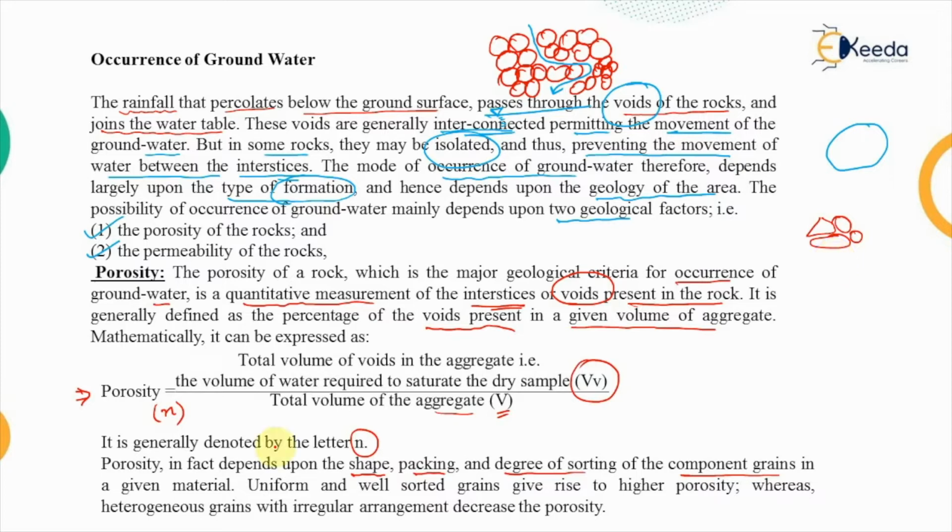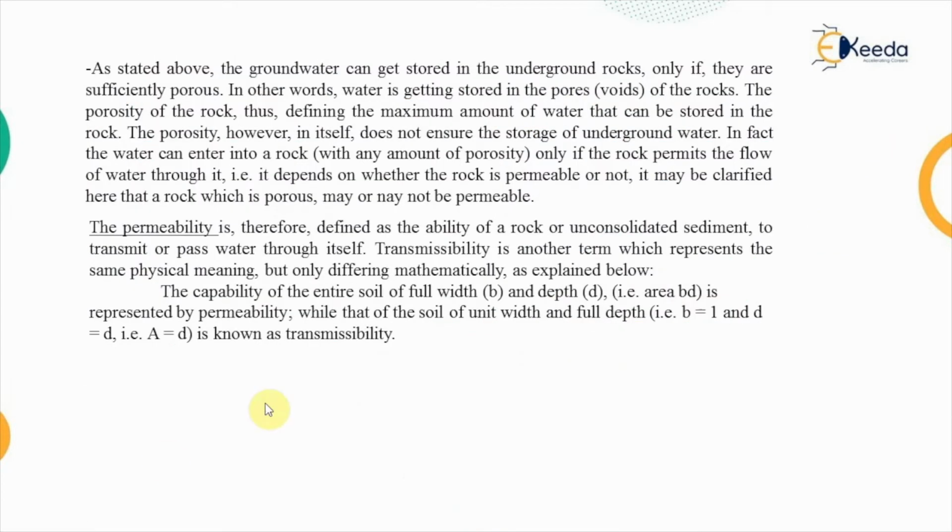So that's why when we are having heterogeneous grains, that will decrease the porosity. So that was the first factor. Now, as we have discussed, groundwater can get stored in the underground rocks only if they are sufficiently porous. So if the rocks are porous, that means if the voids are available within the rock, then the groundwater can get stored in that.